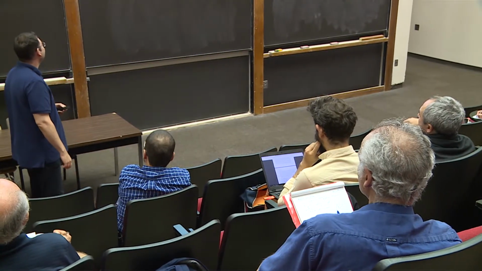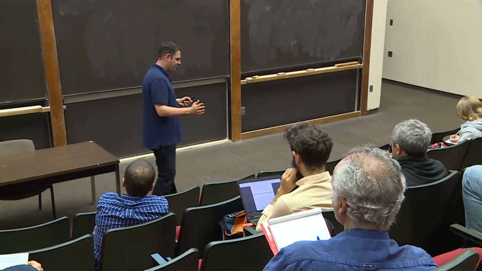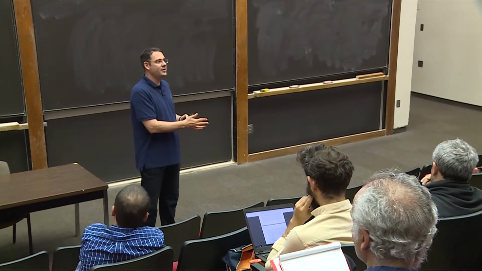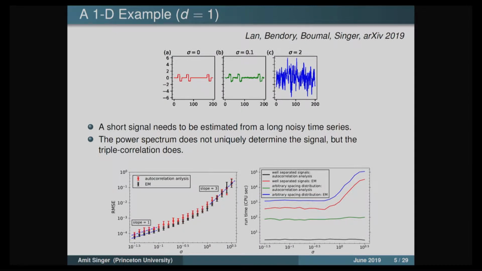So there is this two-stage framework. In the first stage, we just estimate statistics from data. In the second stage, we need to solve some optimization problem, typically a nonlinear inverse problem. Just for illustration, so you get a sense of what's going on, let's consider a simpler problem in 1D. We have a very long time series, and suppose there is some short signal, in this case this blip, that appears multiple times in the time series, but you don't know where.